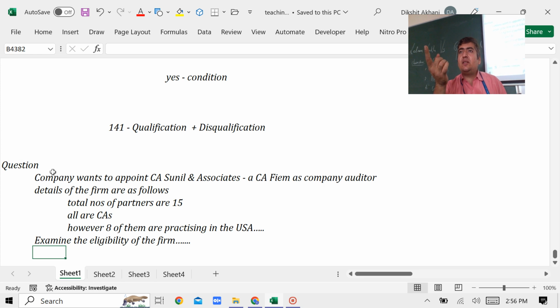Total how many number of partners are there? 15. All are CS, चलो उसमें कोई doubt नहीं है, they are practicing, but majority of them are practicing outside India. So how many of them are practicing in India? 7. So here fundamentally I am asking you a question, that if majority of the CS in my firm are practicing outside India, whether this firm is eligible to be appointed as the auditor for the company or not. Maybe we have a doubt like this, still so 7 CAs are there, some of them can sign the balance sheet, what's the problem in that? So here we have to see what section 141 talks on that.